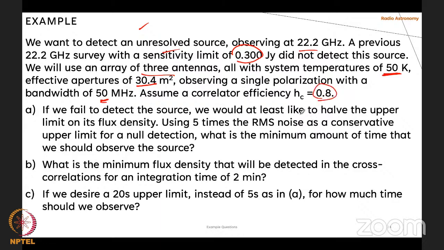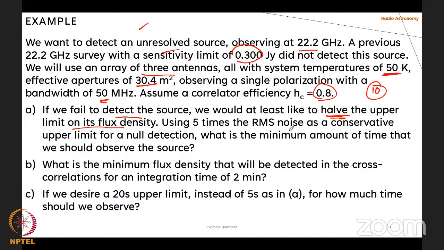Now, it was said that if we fail to detect the source, we would like at least to have the upper limit on the flux density. Okay, so the upper limit on the flux density is half, and the RMS noise is 5 times. That means the total gap should be around 10. Okay, the factor of 10.